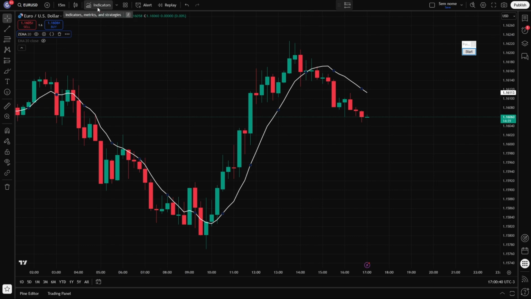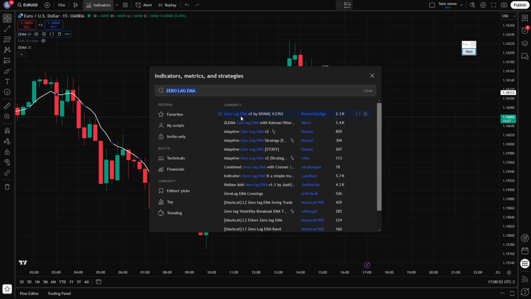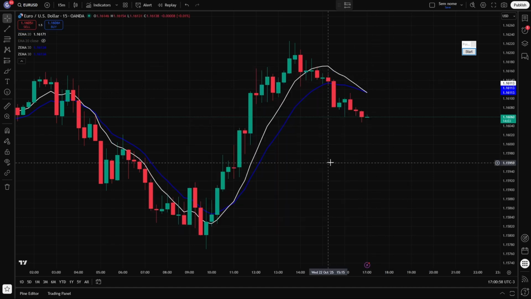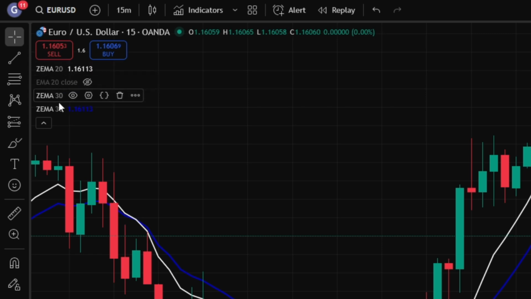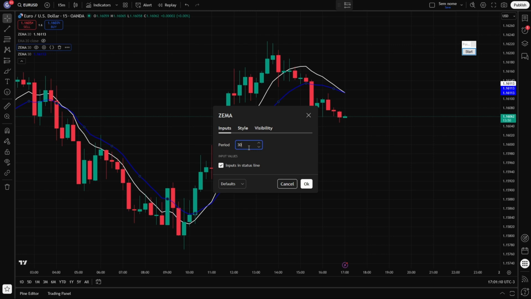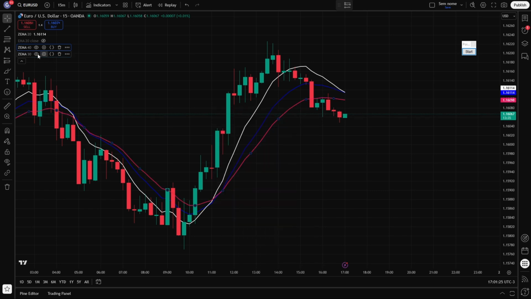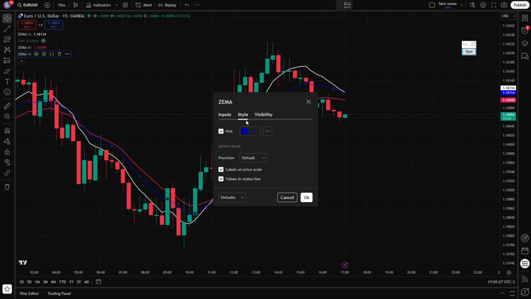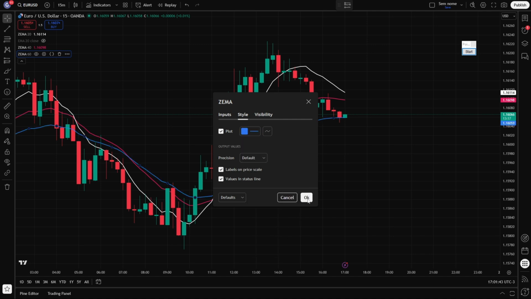We will once more search for the zero lag EMA and proceed to add 2 additional instances of it. This will result in a total of 3 exponential zero lag moving averages being displayed on our chart. They appear here in the corner so we can configure them. Therefore, we will configure those that have not yet been set up. For this one, we'll configure it to a 40-period zero lag EMA and set its color to red. For the bottom one, we'll access its settings and then configure it to be a 60-period line displayed in a light blue color. Afterwards, we can confirm by clicking OK.